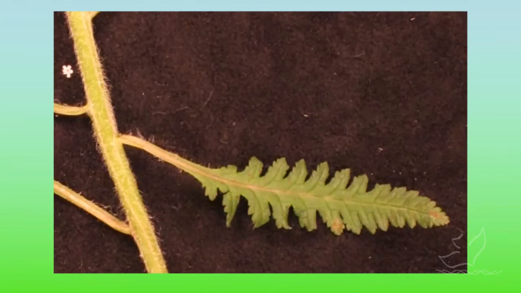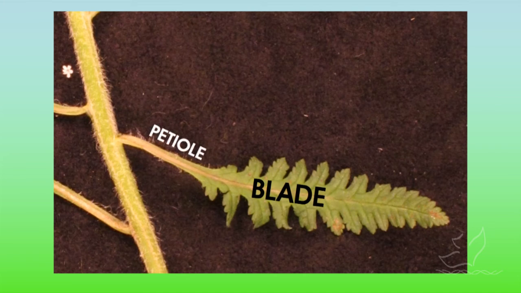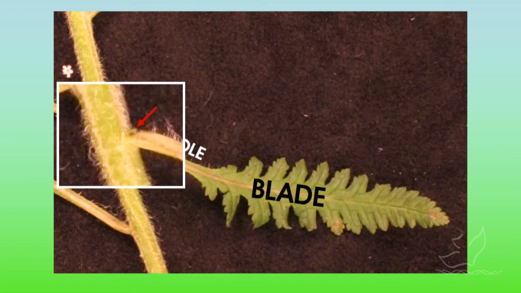Next, let's look at a leaf that is lacking stipules. Okay, it has a blade, and it has a petiole, and if you look at the base of the petiole, there you'll see a very small bud that has formed between the petiole base and the stem. So a leaf missing stipules.